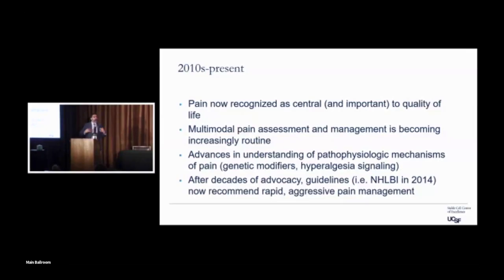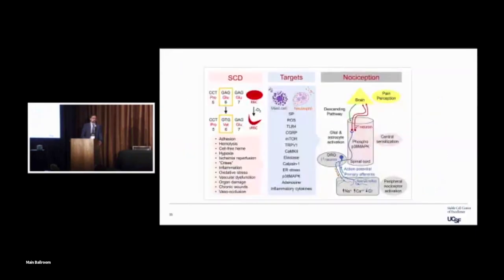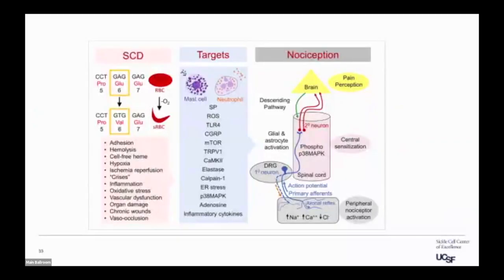We know that hyperalgesia, this increased signal of pain despite what the trigger is, is part of the condition. And now, after decades and decades of advocacy, guidelines now recommend rapid and aggressive pain management for initial presentation of sickle cell disease. I don't need to go through this. I just put this up here to show how sophisticated our understanding is of the pathophysiologic mechanisms that I believe my colleagues are going to speak of in the upcoming talks.